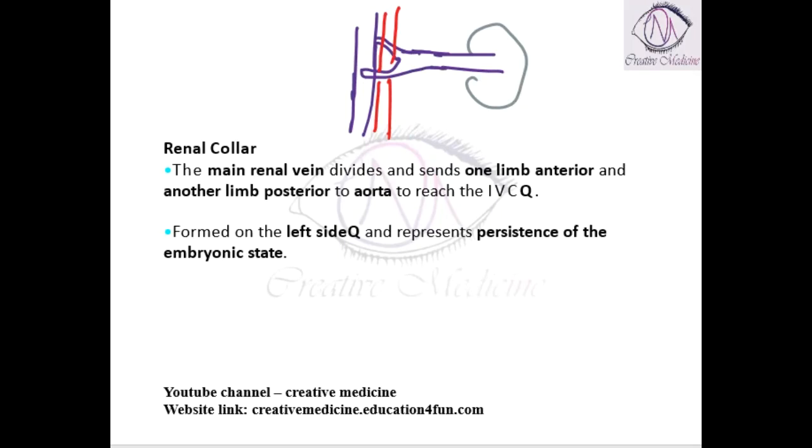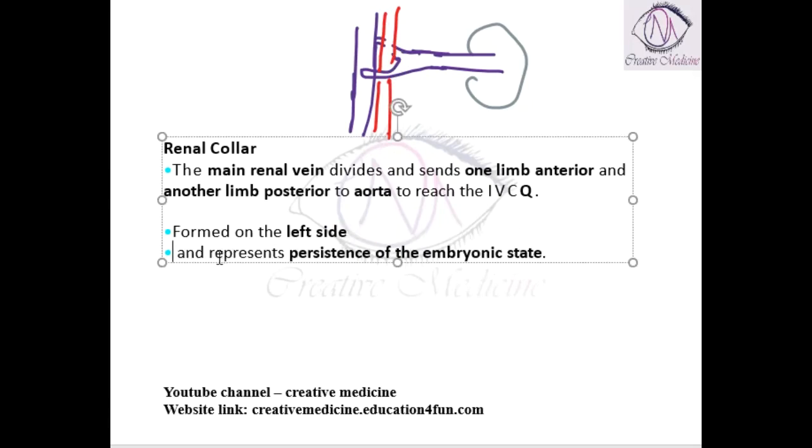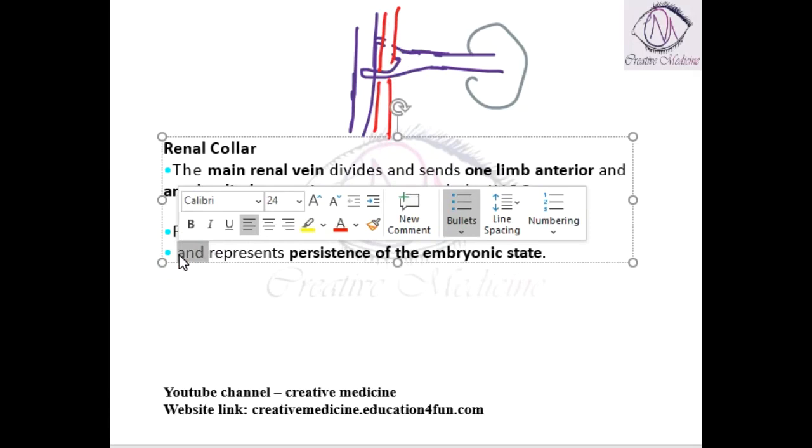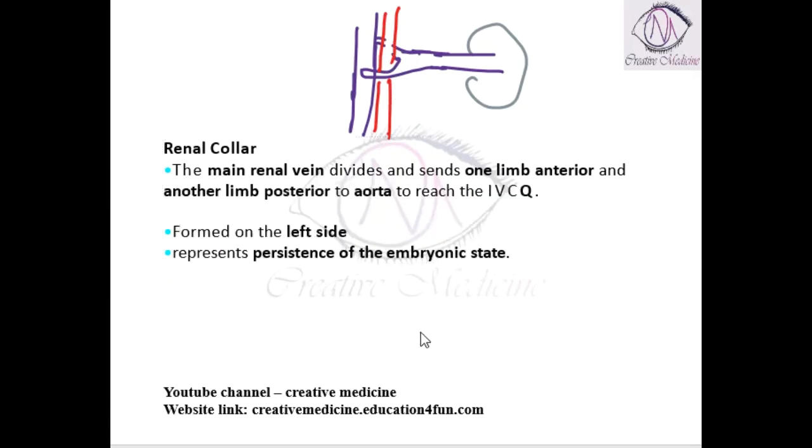One limb is sent anteriorly, one limb is sent posteriorly, so that both the limbs will reach the inferior vena cava. So this forms a collar. So these renal veins will form a collar around the aorta, causing renal collar. These renal collar are present on the left side and they will represent the persistence of embryonic state.